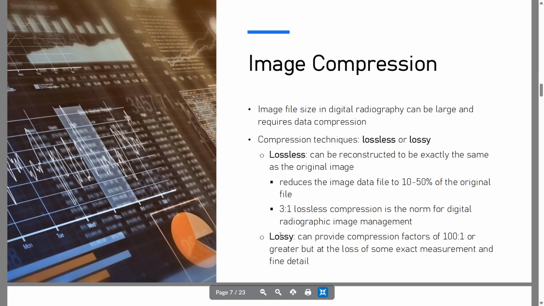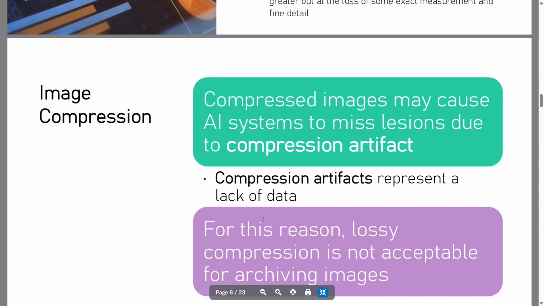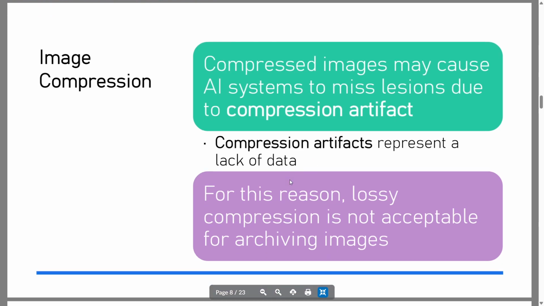For lossy, it's the opposite. So we can compress it down to a much smaller file size, but at what cost? We're losing some of the fine detail, which can lead to compression artifacts. So then we're losing that data, we're losing detail in the image. Therefore, we consider lossy compression to not be acceptable for archiving images, but for other data in general, perhaps it can be used, just not in our field.